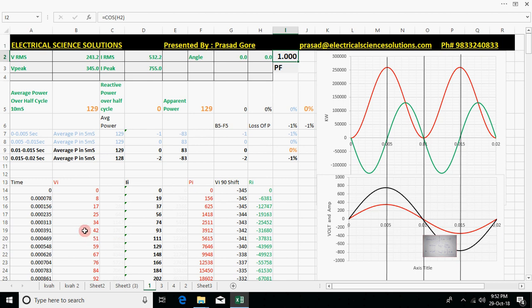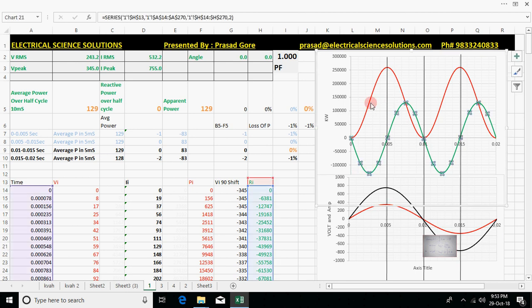As said earlier, instantaneous power is of no use. These are VI and II, the instantaneous voltage and instantaneous current, and PI is nothing but V instantaneous multiplied by I instantaneous, that is P instantaneous, every 78 microseconds. This is the reactive power instantaneous. What do meters do for the measurement? They shift the voltage signal by 90 degrees and multiply this V instantaneous into I instantaneous to get the reactive power instantaneous. That is this reactive power, and this is the active power.